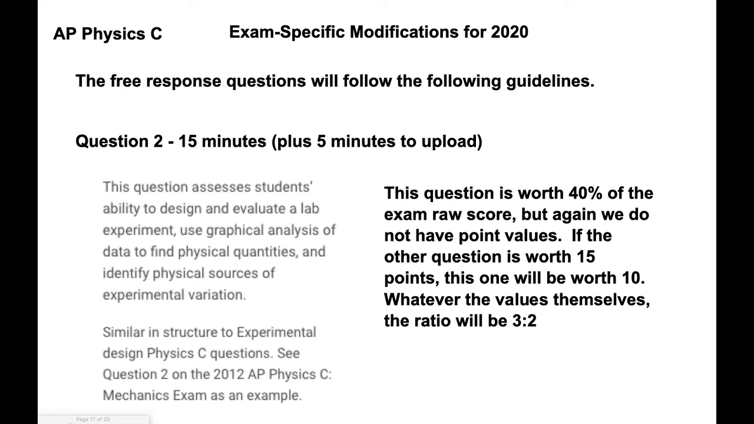This question is worth 40% of the exam raw score, but again, we don't have absolute point values at this point. If the other question is worth 15, this one will be worth 10. Whatever the values are themselves, the ratio will be 3 to 2.